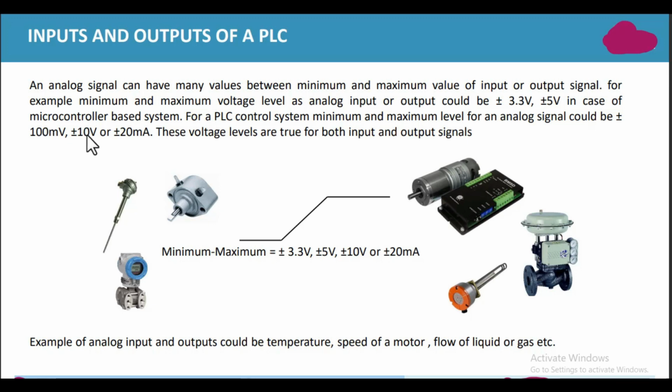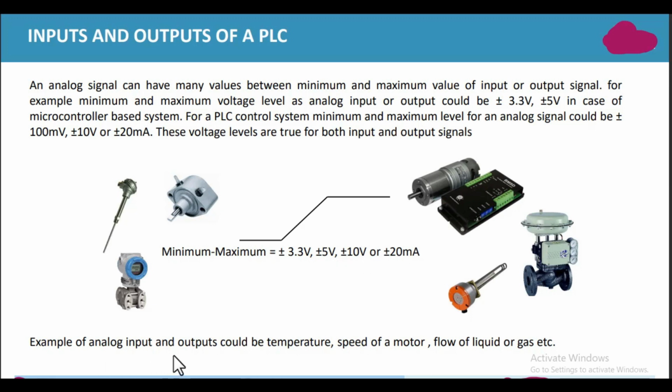When you take a signal in the shape of voltage, the plus minus 10 volt will be its maximum minimum range. If you are taking a signal in case of current, then a plus minus 20 milliampere will be its maximum minimum range, and plus minus 100 millivolt is also the voltage level for the analog signal. For example, these are the analog input devices. Maximum and minimum ranges: plus minus 3 volt, plus minus 5 volt, plus minus 10 volt, plus minus 20 milliampere.